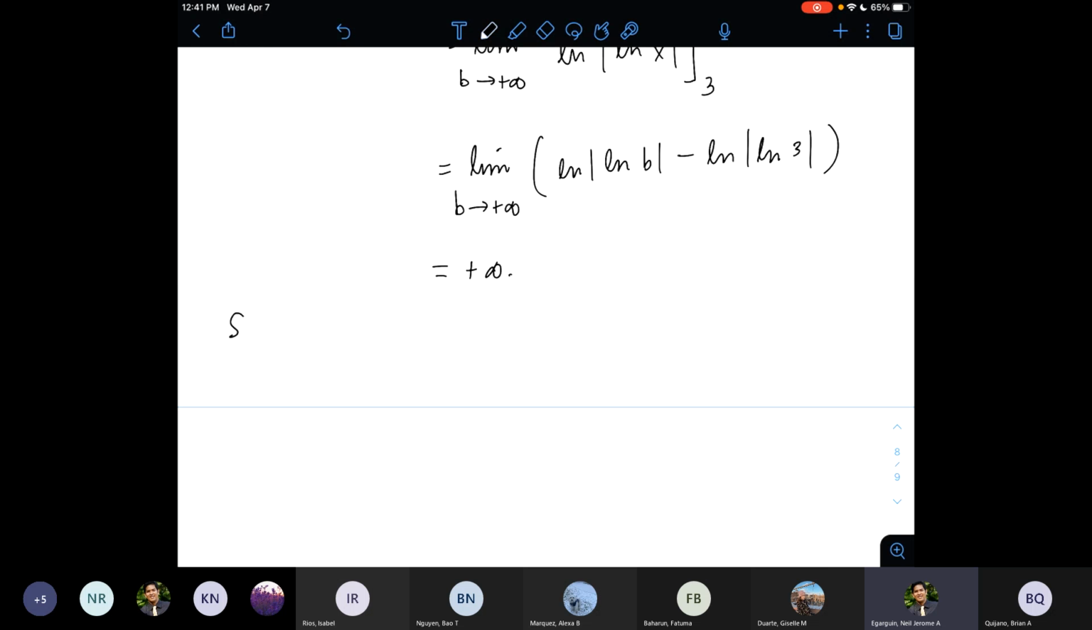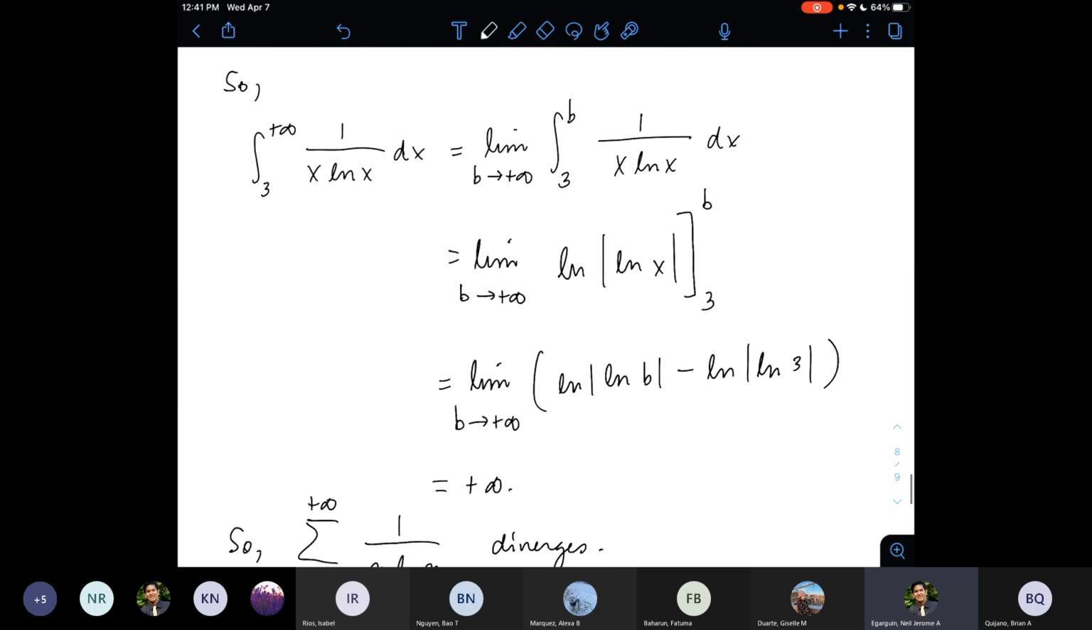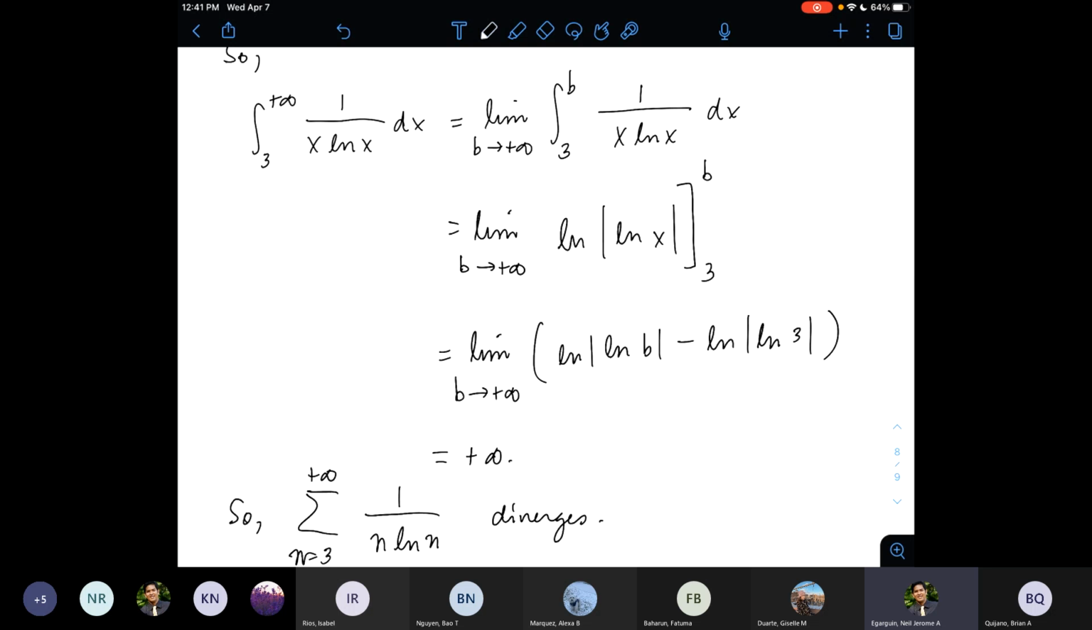So therefore, the given series diverges. Okay, it's not that hard as well, it's still hard. So you need to be careful and do the steps carefully.